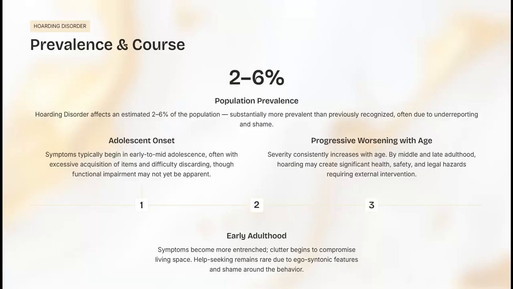Symptoms typically start in early to mid-adolescence. Of course, they start collecting early, and then they may not show any kind of functional impairment in adolescence, but it starts getting worse with age. Severity consistently increases with age, and by the time these are older adults, the hoarding is so significant that now there's safety hazards. You can't walk through a home. It's no longer contained to a room.